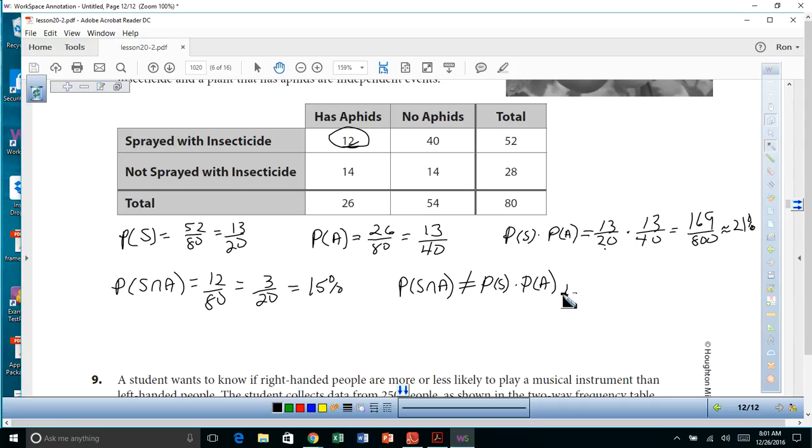So that tells us the events are not independent.